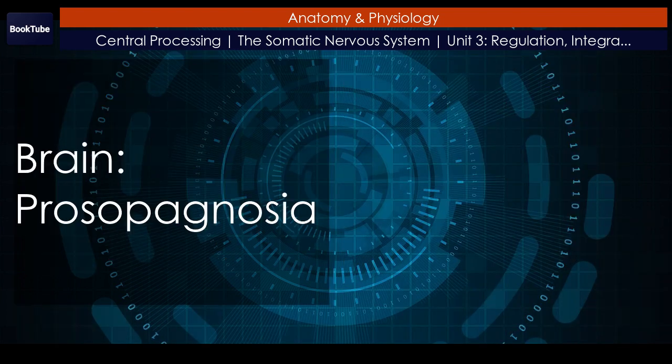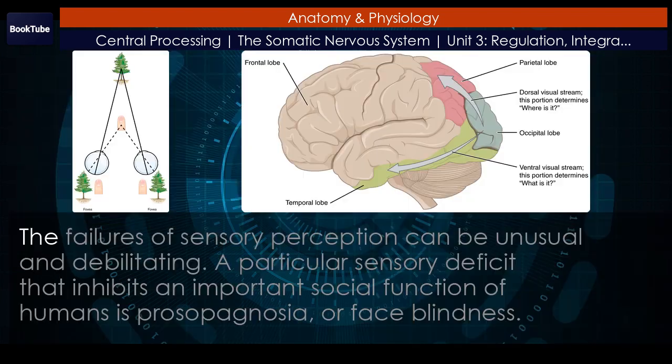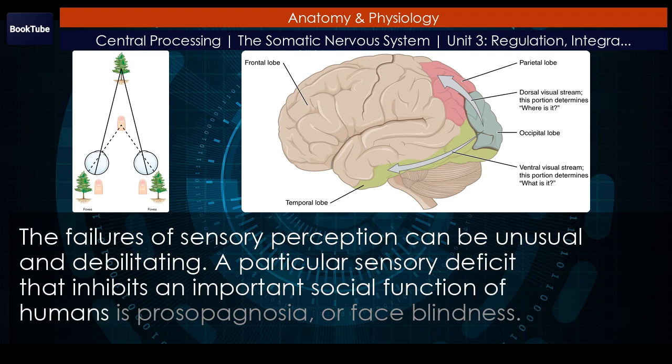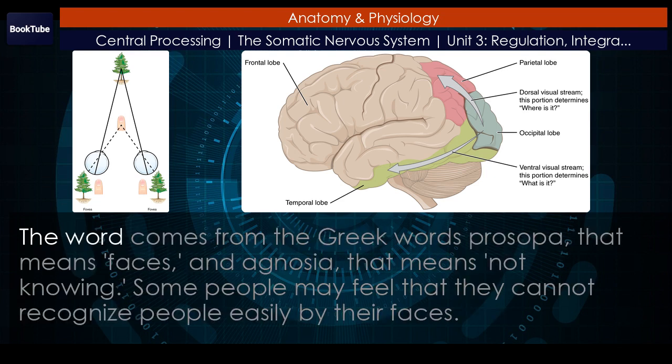Disorders of the brain: Prosopagnosia. The failures of sensory perception can be unusual and debilitating. A particular sensory deficit that inhibits an important social function of humans is prosopagnosia, or face blindness. The word comes from the Greek words prosopa, that means faces, and agnosia, that means not knowing.